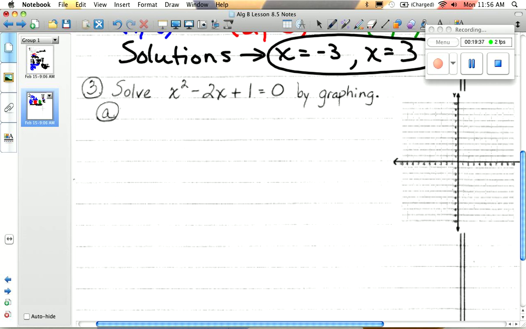Okay, solve x squared minus 2x plus 1 equals 0. Do we have to get it set equal to 0? Do we have to do that first step? No, it's already done. It is already set equal to 0.